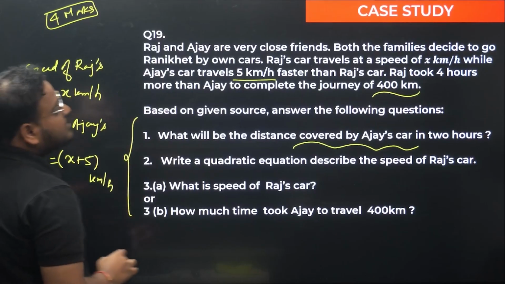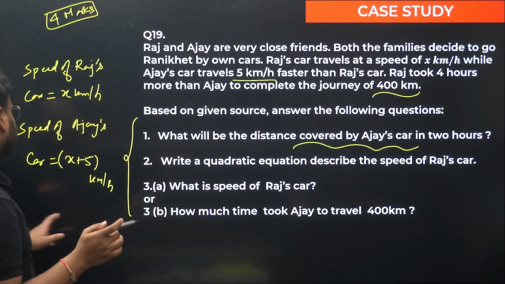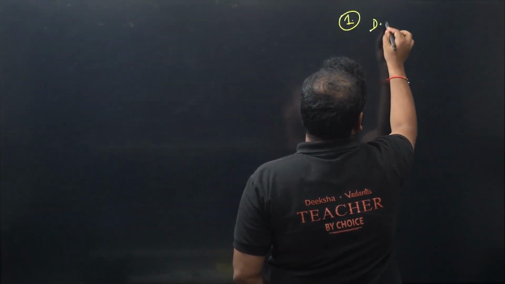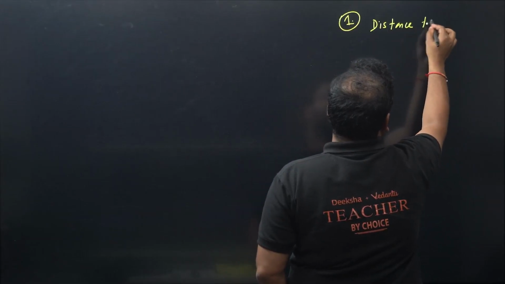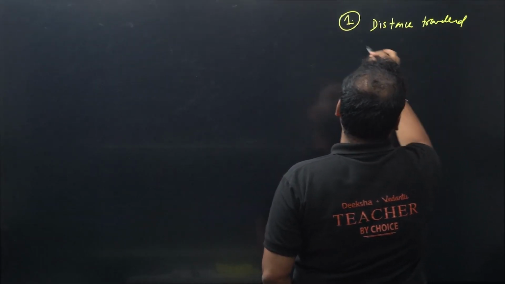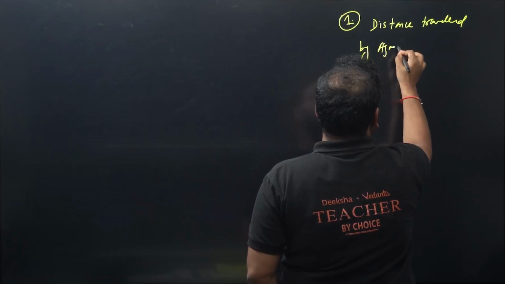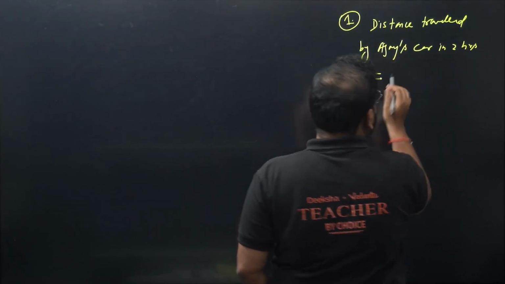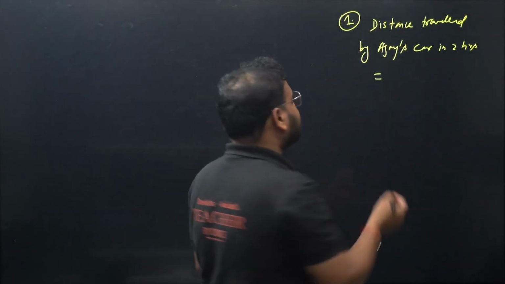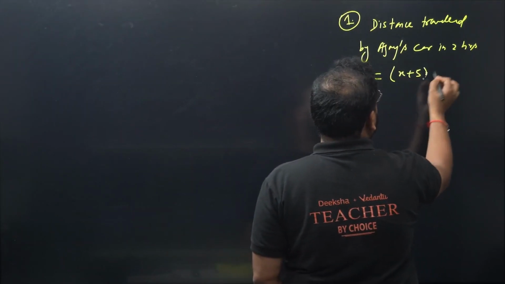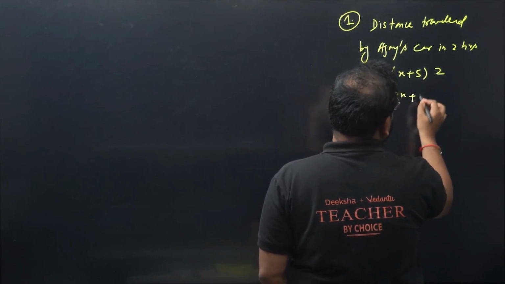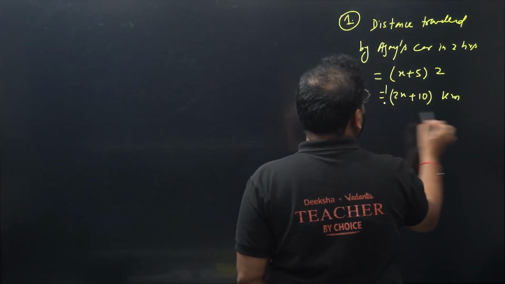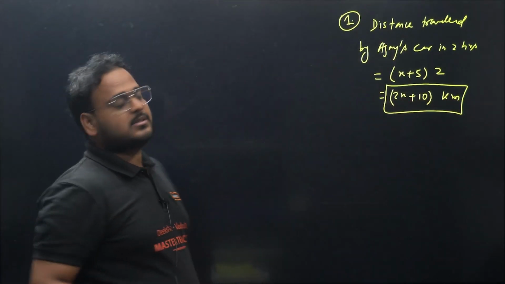Now what are they asking? They are asking us to find the distance covered by Ajay's car in 2 hours. Part 1. Distance travelled by Ajay's car in 2 hours, right? How do you find distance? Time into speed. What is the speed here? x plus 5 is the speed, into 2. What are you going to get? 2x plus 10 is the distance. So it will be simply kilometers. This is the distance travelled by Ajay's car in 2 hours. 2x plus 10 kilometers. Part 1 is done.